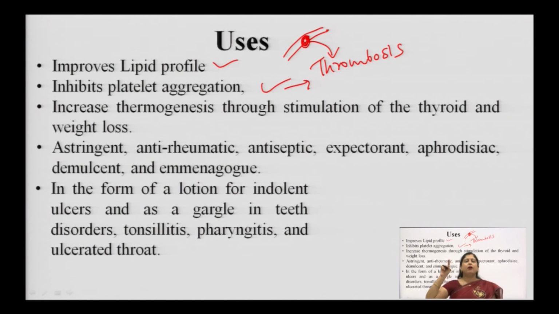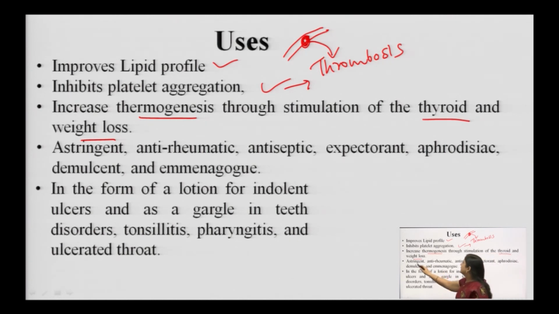heart attack. You must have heard that a person has suffered from heart attack, and when you go to the doctor, he says he is having 70 or 80% blockade. So, a bypass has to be done. So, that state comes from the thrombosis, because the lipids and the platelets aggregate together and form a clog or a plaque. Basically it also increases thermogenesis. Thermogenesis means heat is produced, and because of that the thyroid gets stimulated and also there is weight loss. So, again this is another good effect of this particular guggul.